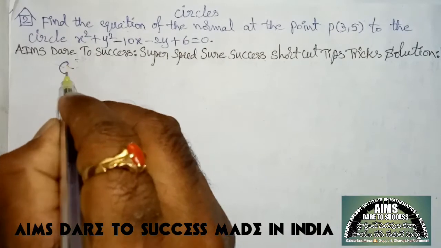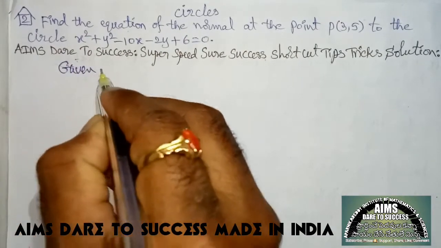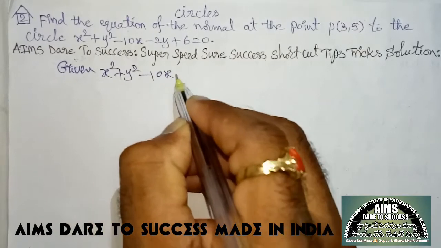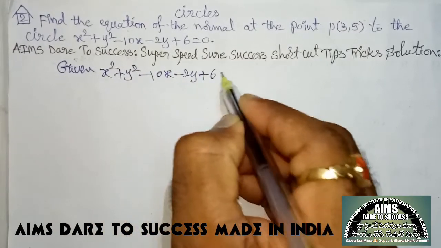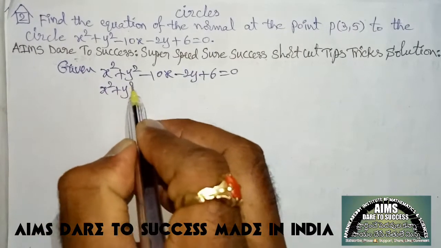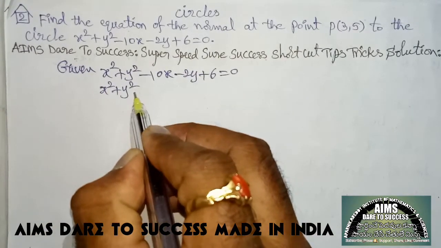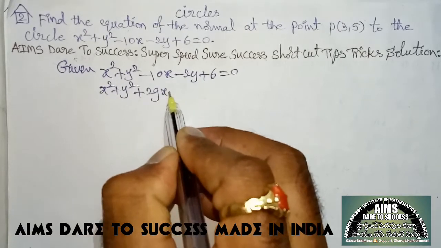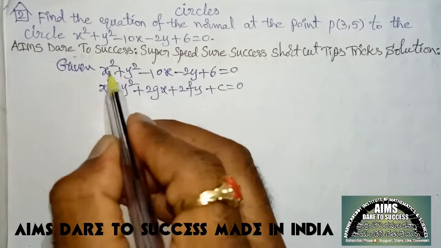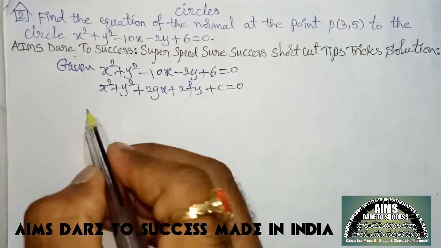Now I want to write the given circle: x square plus y square minus 10x minus 2y plus 6 is equal to 0. Now I want to compare with the standard circle x square plus y square plus 2gx plus 2fy plus c is equal to 0. x square is equal to x square, y square is equal to y square.